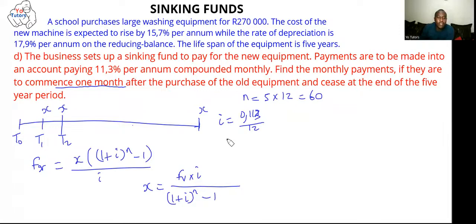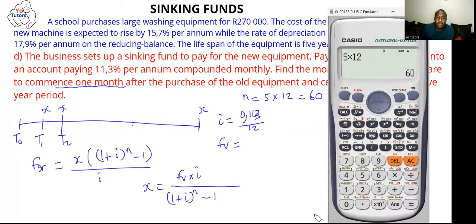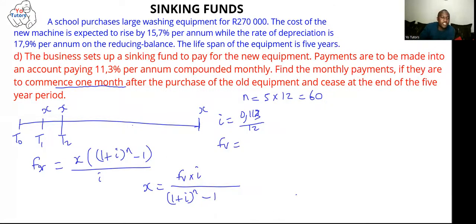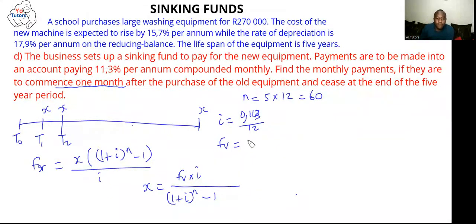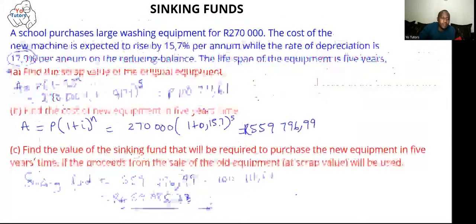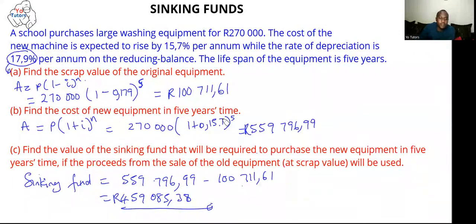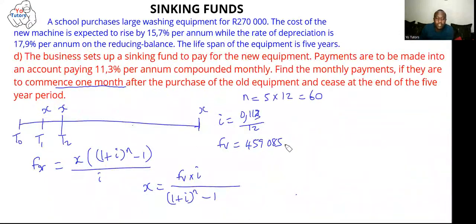FV, we have it. FV, we just calculated it, and that was on the previous, which is the sinking fund value, which is 459,085.38. Okay, let's try to put in the values and see what we get.